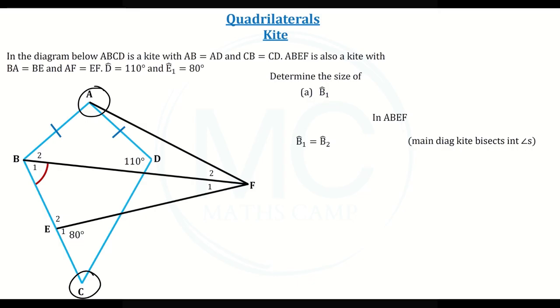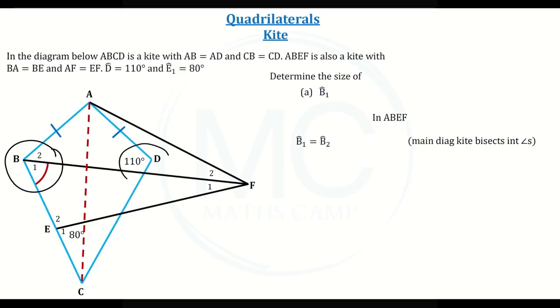Please keep in mind that just because the main diagonal has not been drawn for us, it does not mean that the characteristic does not apply. So for the sake of explanation, I'm going to draw in the main diagonal from A to C. Now we can see that angle B on this side and angle D on this side are angles that lie opposite the main diagonal. Please remember that angles opposite the main diagonal will always be equal, regardless of whether the diagonal itself has been drawn or not.